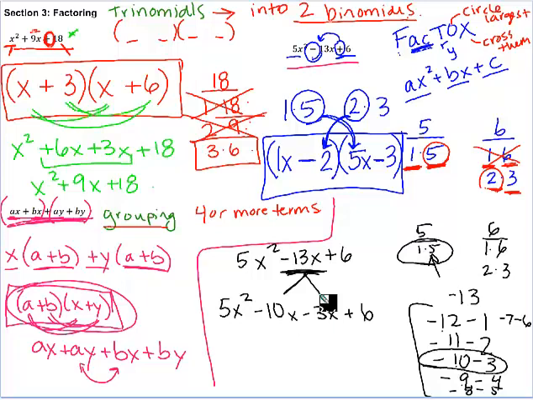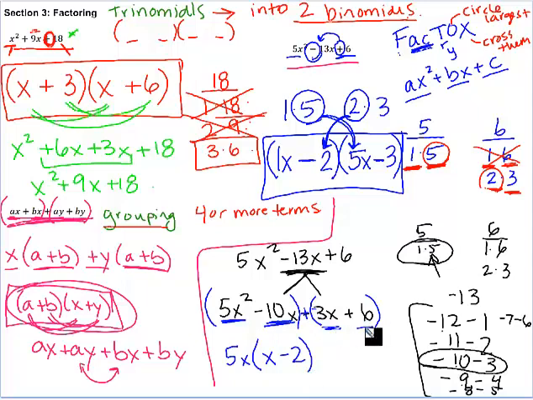Okay. Then you go, all right, now I'm going to group. I'm going to group these first two together, and then group the last two. But when you group, you always need an addition sign in between, so I'm going to change this to plus a negative 3x and then group it. Now I do GCF. So 5x squared and 10x have a common factor of 5x. If I take 5x out of 5x squared, I'm left with x. If I take 5x out of negative 10x, I'm left with minus 2.